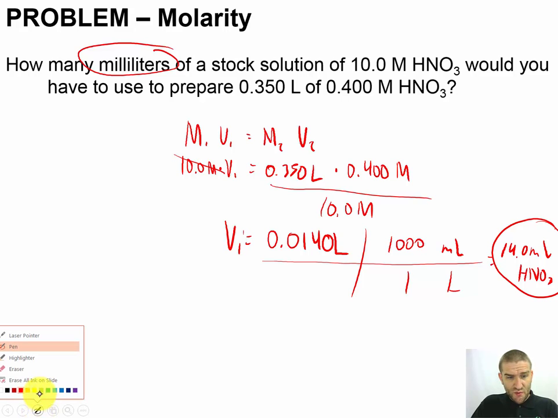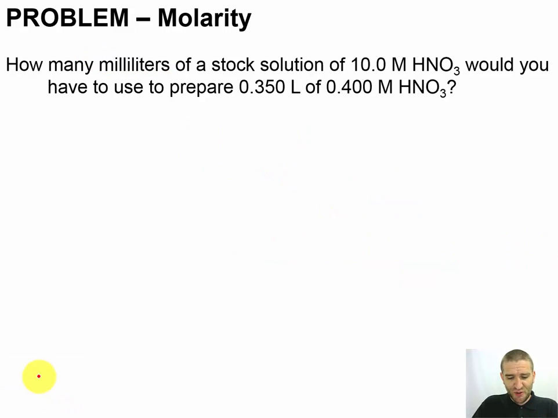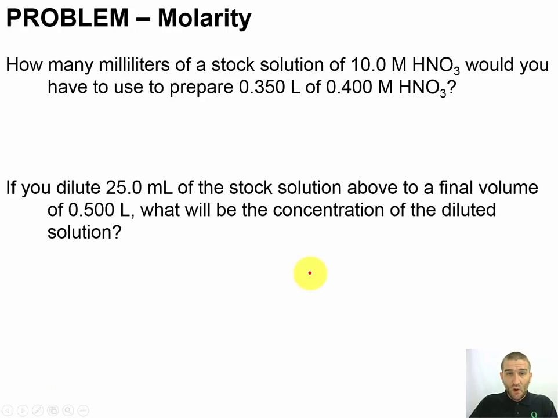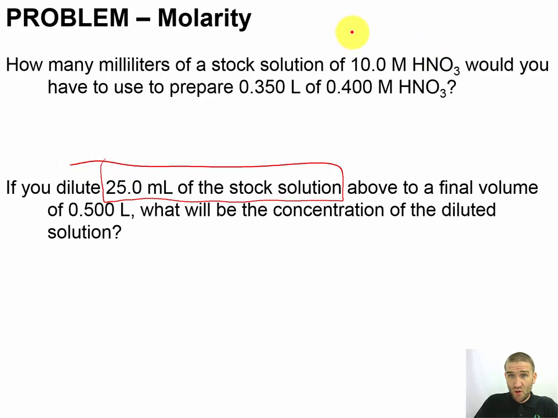Now I'm going to go ahead and clear the screen so we can try the second one that I just pulled up accidentally. Okay, so let's try the second problem. We have 25.0 milliliters of our stock solution. So this is talking about the stock solution up above, which was this concentration. These two are going to be conjoined. So we're going to dilute that solution to a final volume of 0.500 liters. What's going to be the concentration of that final solution?